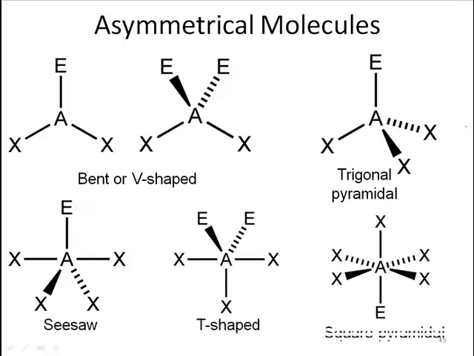These are all asymmetrical molecules. Some people like to remember the symmetrical ones. Some people like to remember the asymmetrical ones. So your bent or V shape, trigonal pyramidal, seesaw, T-shape, and square pyramidal are all asymmetrical. They will always be polar, even if they have the same thing around them.